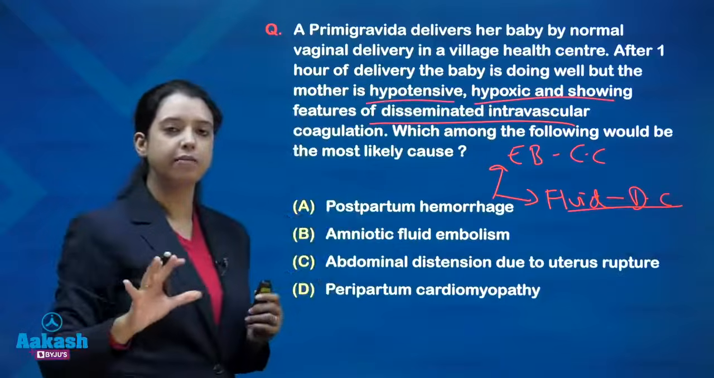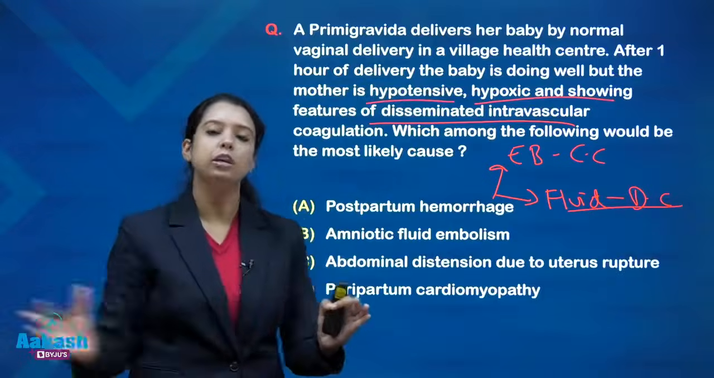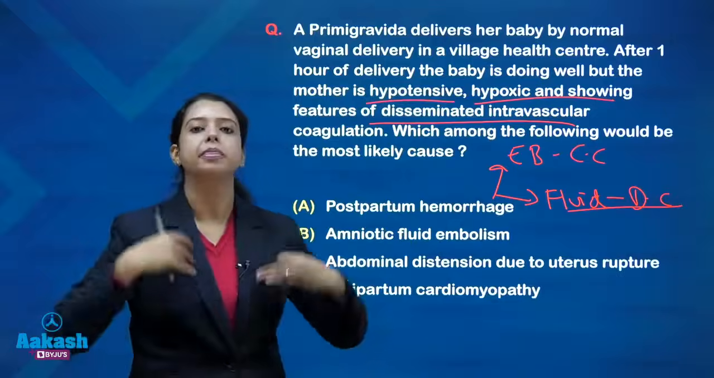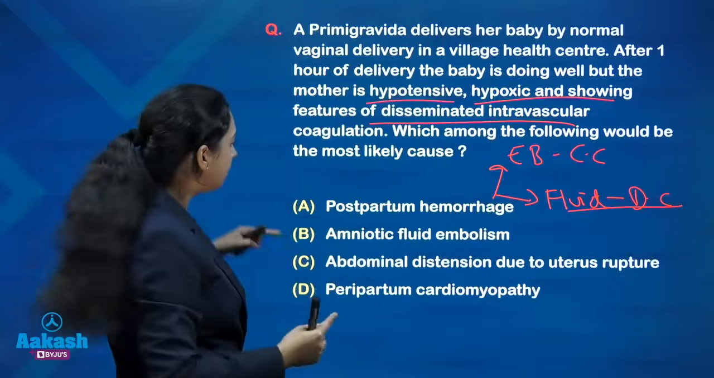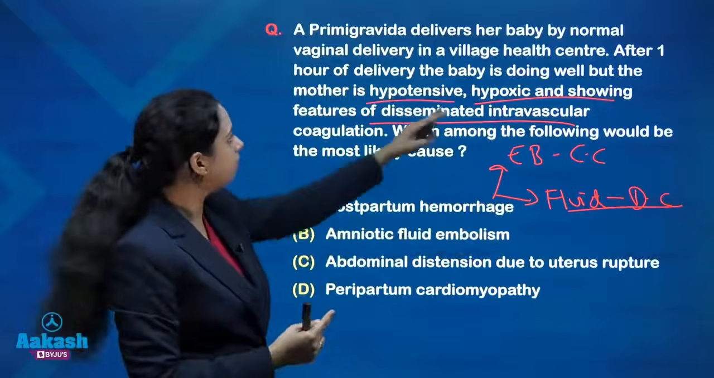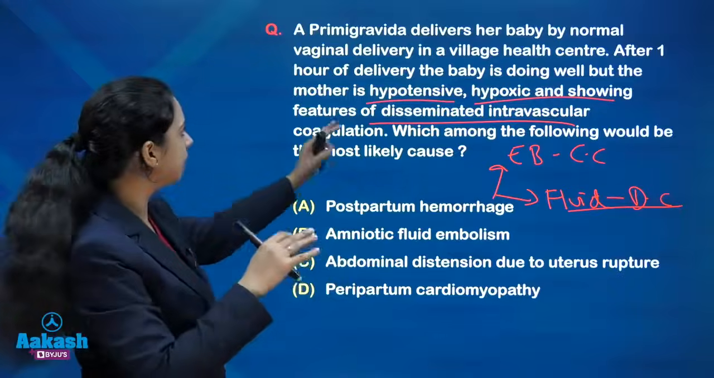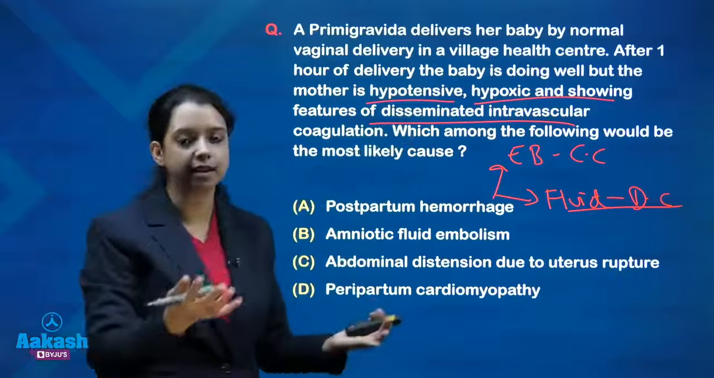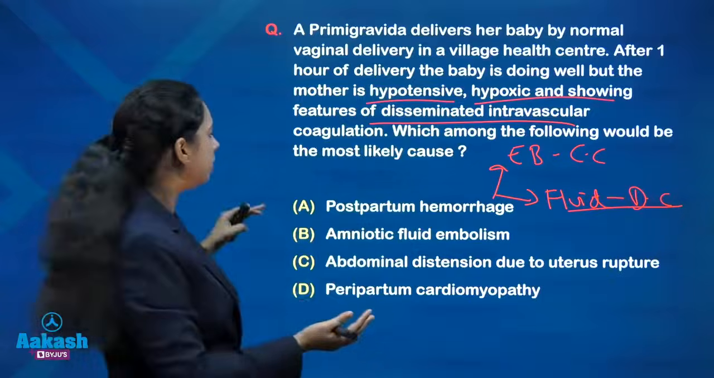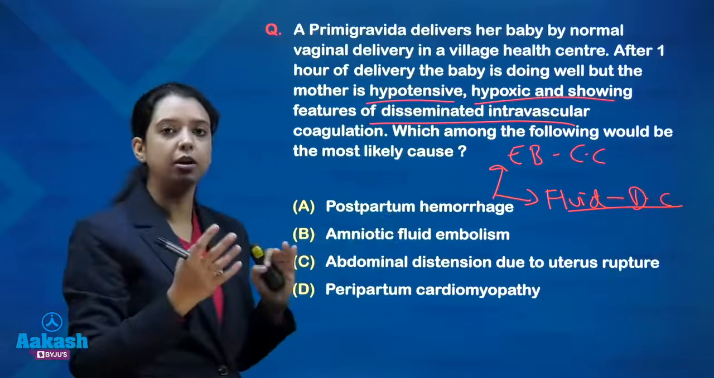So, if the history gives you excessive blood loss, you gave fluid resuscitation, and then the patient had DIC, the answer would have been PPH. They have not mentioned that there was excessive bleeding and fluid resuscitation. The patient was just hypotensive, hypoxic and a DIC developed. So, in that case, PPH will not be your answer.